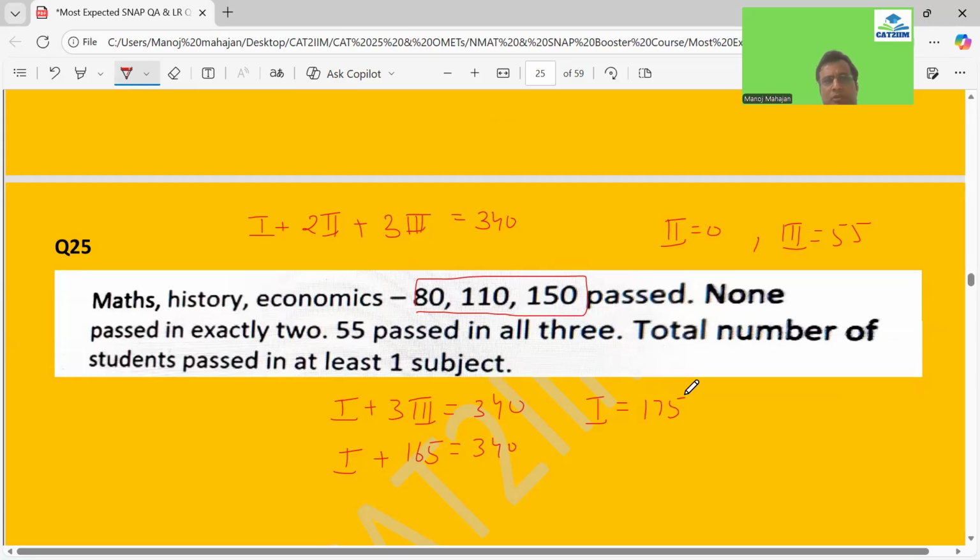So now the question is number of students pass in at least one subject. So exactly 1 plus exactly 2 plus exactly 3. This would be right. So what is this 175? There's already given to us 0. This is what given to us 55. So what is the answer if I look at 240?